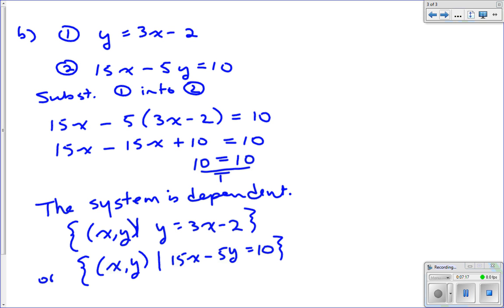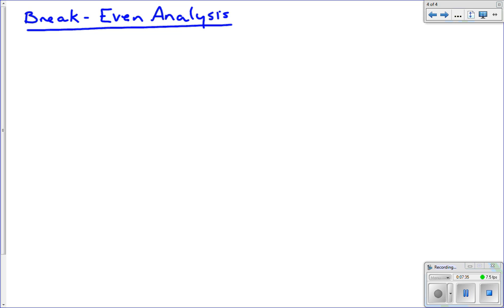One example that our book uses for solving linear systems is called a break-even analysis, and it's just neat to see that example. So this is a good application for linear systems. So I want to introduce a couple of functions to you. The first one is called the revenue function.